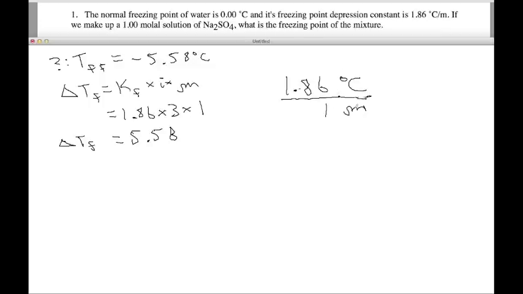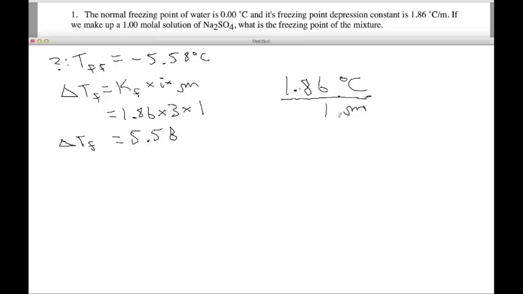First of all, this says if we add 1 molal, maybe we shouldn't say we're adding 1 molal of solution. We're adding 1 molal of solute. This is the concentration of the solute. If we add 1 molal of solute, we shouldn't focus on the sodium sulfate, because remember, this is a colligative property. It doesn't depend on the solute. This is a property of who? This is a property of water.